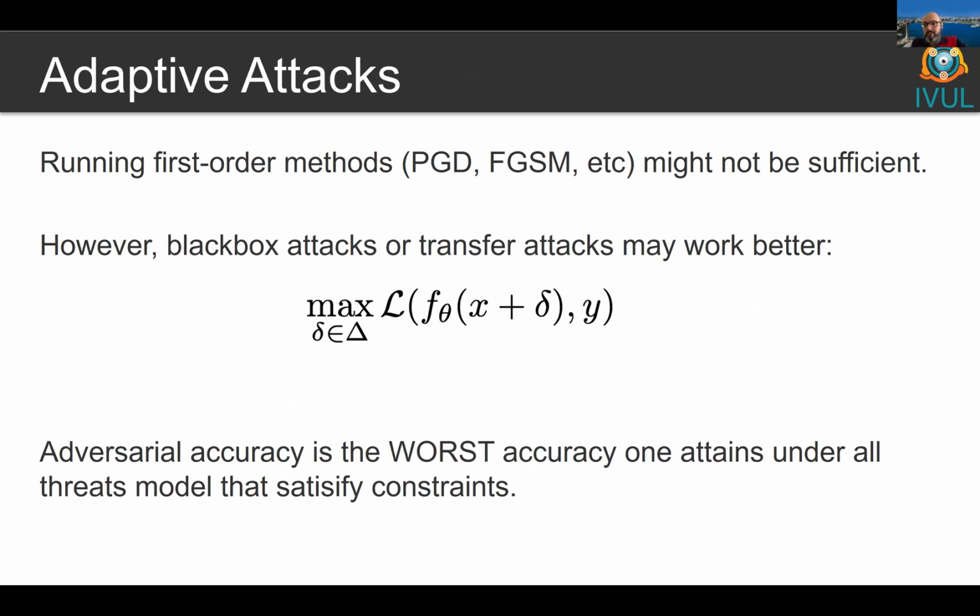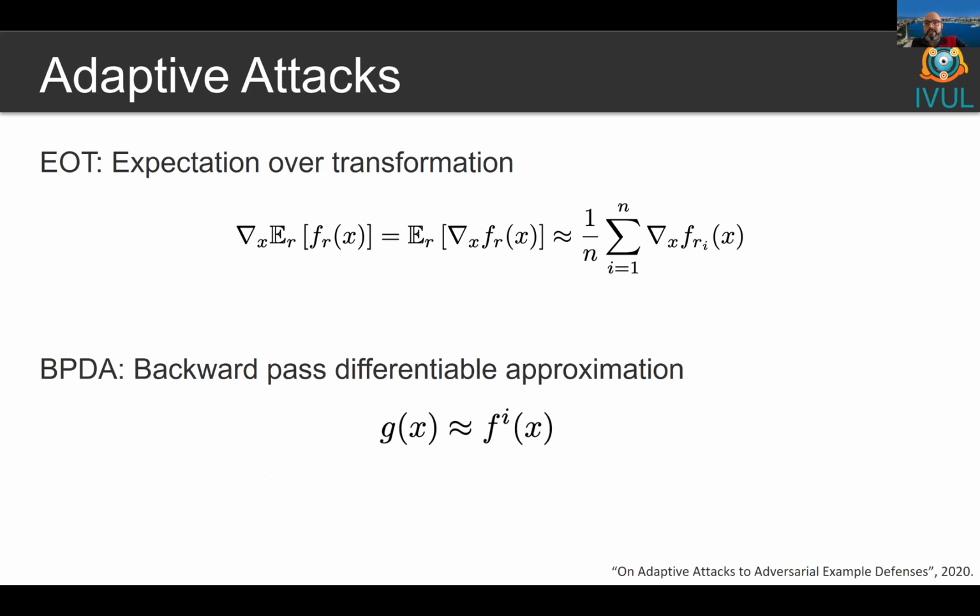At the end of the day, as a take-home message, when we talk about the adversarial accuracy of a network, that means if you give me a network and I tell you its adversarial accuracy, it's basically the worst possible accuracy that one can attain under all the threats that satisfy the constraints of the threat model. It is the worst possible. This is why there's this plethora of empirical defenses and then subsequently attacks that break them. So it's like a cat and mouse game.